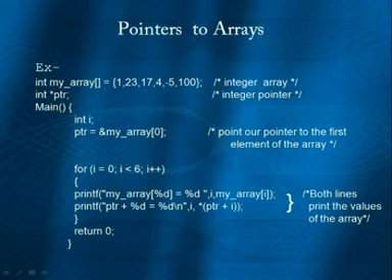This is an example for pointers to arrays. Here we have an integer array named myArray which holds 6 numbers. Then we declare a pointer ptr. Inside the main method, we declare an integer variable I. Then the pointer ptr is assigned the memory address of the first element in the array.